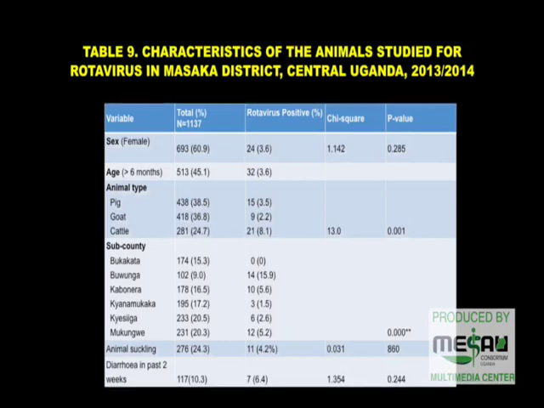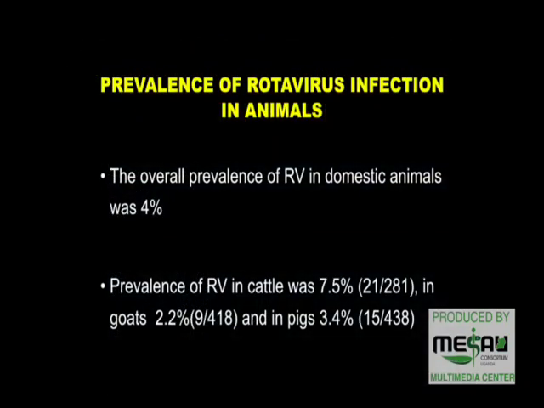The proportion of rotavirus positivity was higher in the cattle compared to the rotavirus prevalence in the goats and pigs. This was a significant difference in the proportions. Also, we found a significant difference of rotavirus infection in the different sub-counties we studied. And this is the Fisher's exact value. So the prevalence in the animals, as I've already mentioned, was 7.5% in cattle, 2.2% in goats, and 3.4% in pigs, and the overall prevalence was 4% in the whole population.